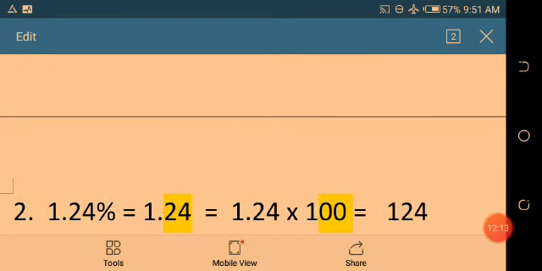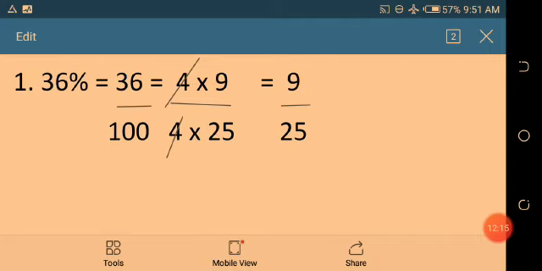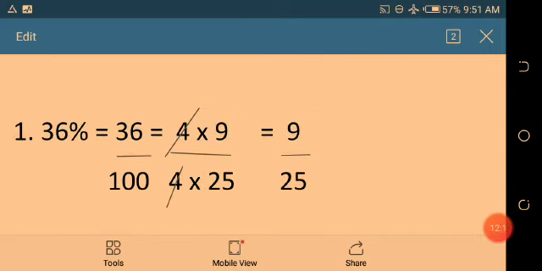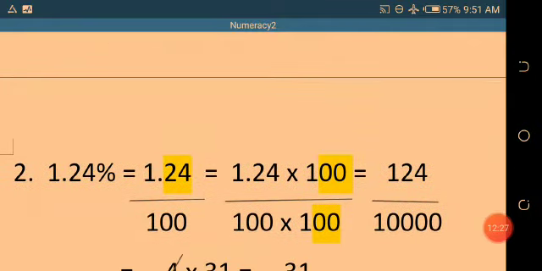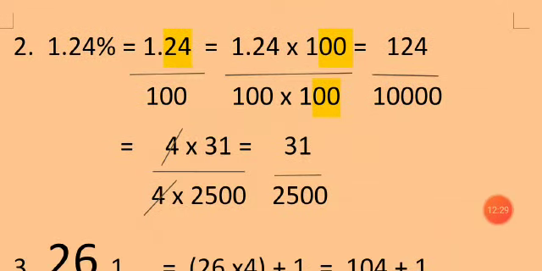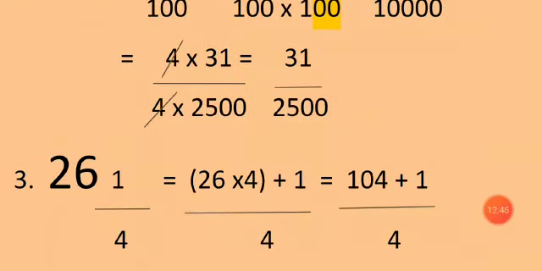Please don't get it wrong. 4 here in number 1 is the highest common factor of 36 and 100. That is why I use it. 4 in number 2 is also the highest common factor of 124 and 10,000. That doesn't mean when you are given your own question, 4 will always be the highest common factor. Make sure you are presenting your work correctly.